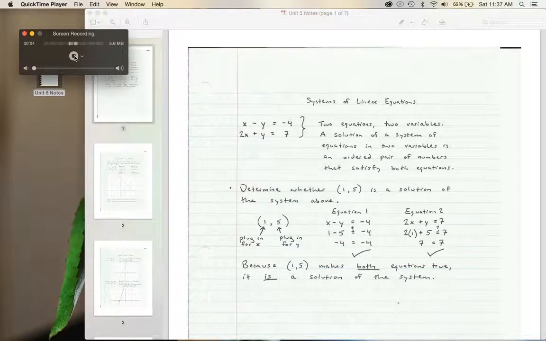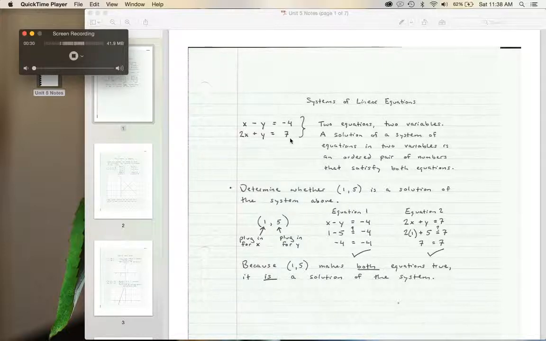We have made it to Unit 5, and in Unit 5 we are going to discuss systems of equations, in particular systems of linear equations. So what I've written here are two linear equations. The first one, x minus y equals -4, and the second one, 2x plus y equals 7. These are both equations of lines, and together the pair of equations makes up a system of equations.